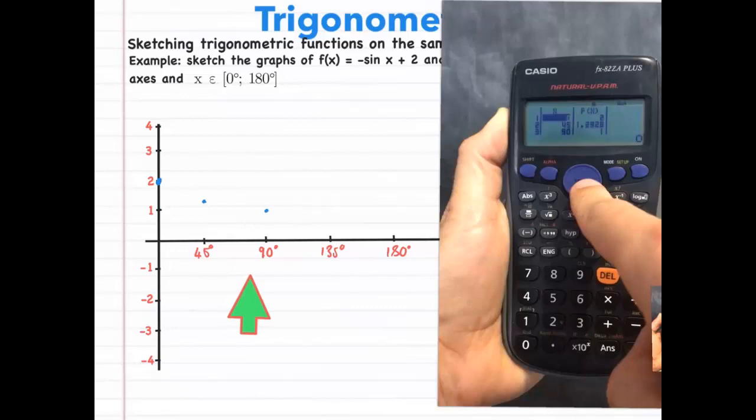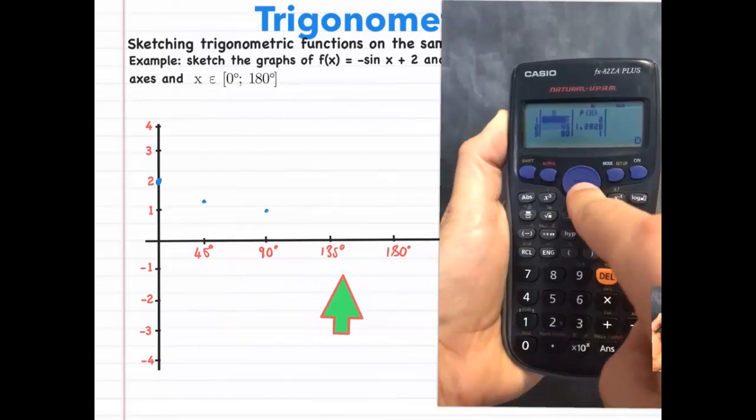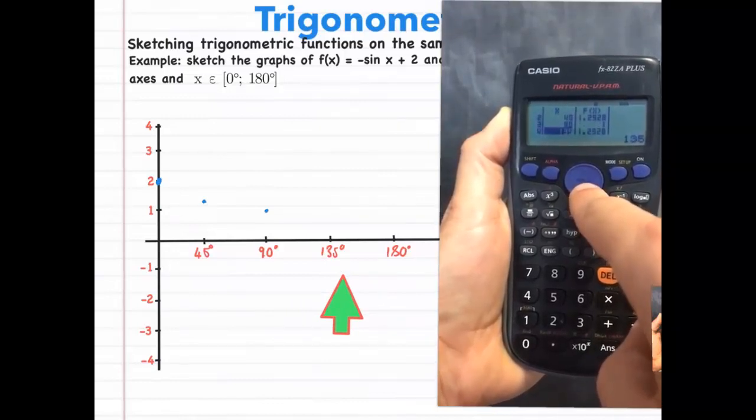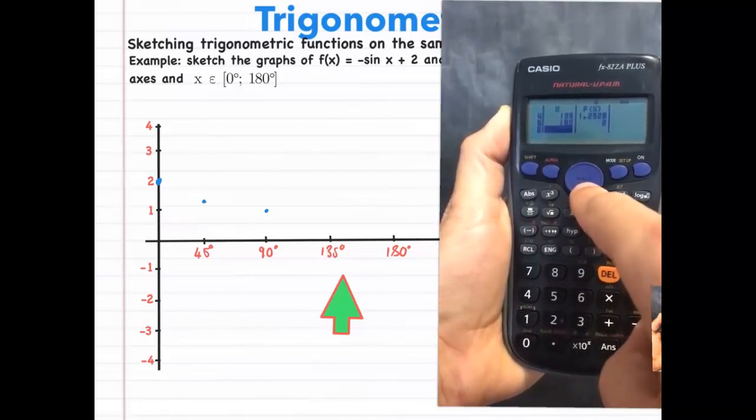There we go. Then for 135, let's scroll down with our calculator, and there's the 90, there's the 135, and there's the 180, and I can pause right there. So 135 is also 1.29, which will be right there also. Let's put in that dot right at that point, and then also the 180, which is at 2, which is up there. Great, there it is. That's basically our sine function.